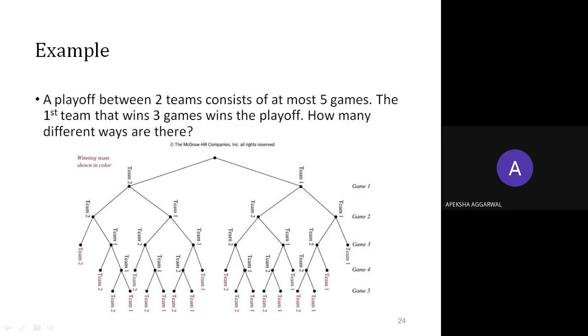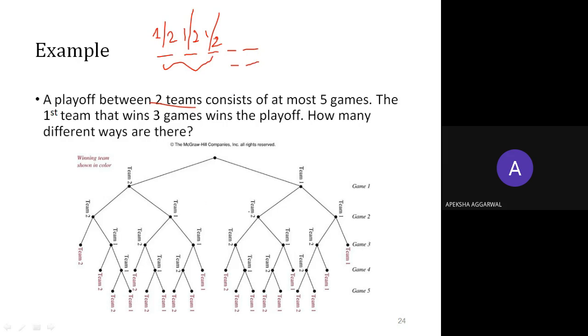Similarly, another example question is given to you. Now there are two teams. Either team one or team two, they will play 5 games. Now first either one will win or the second team will win. In the second place also either the first team will win or the second. Now if team one wins 3 times, that means team one has won the playoff. No need to play the 2 remaining games, right?